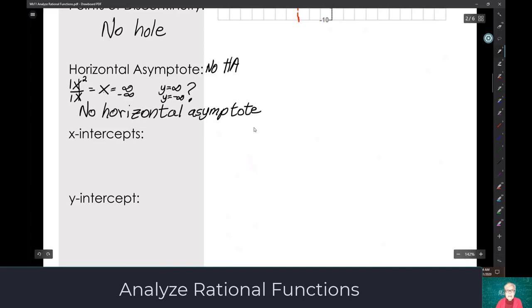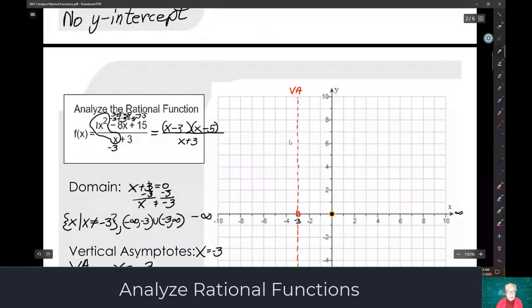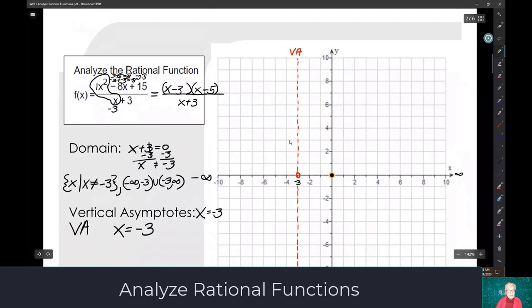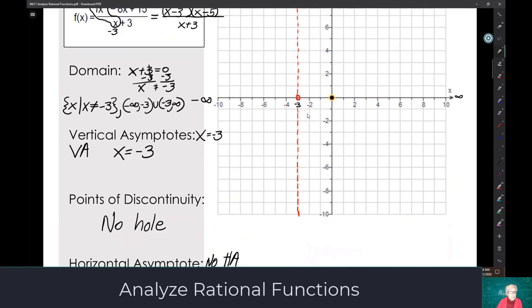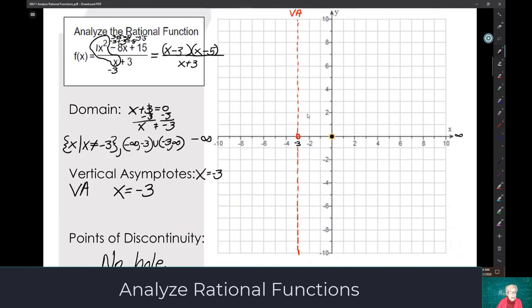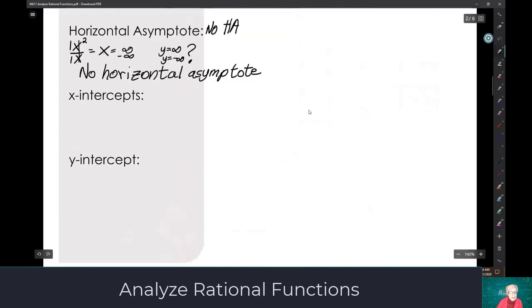Okay, x-intercepts. You take the numerator, the top, and you set it equal to 0 and solve for x. So, this is x squared minus 8x plus 15.